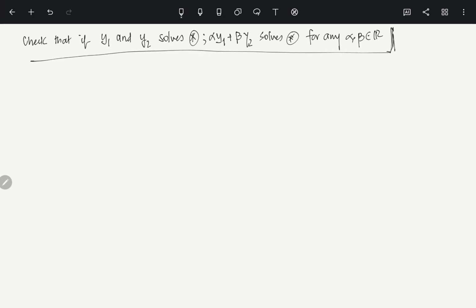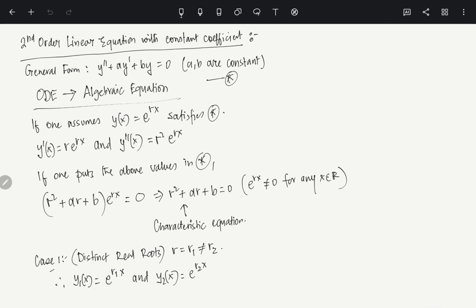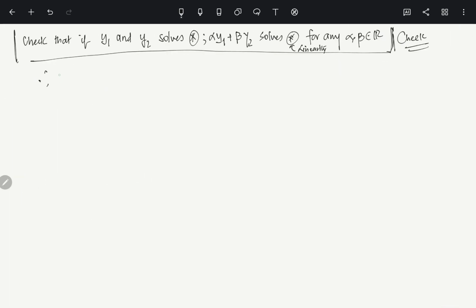And why does this hold? Because of linearity. So you need to check this part. Please check this. This is one of the characteristics of linear equations. Once that is true, y1 is a solution, y2 is a solution, therefore y of x, we will call this a general solution. We will write it as G.